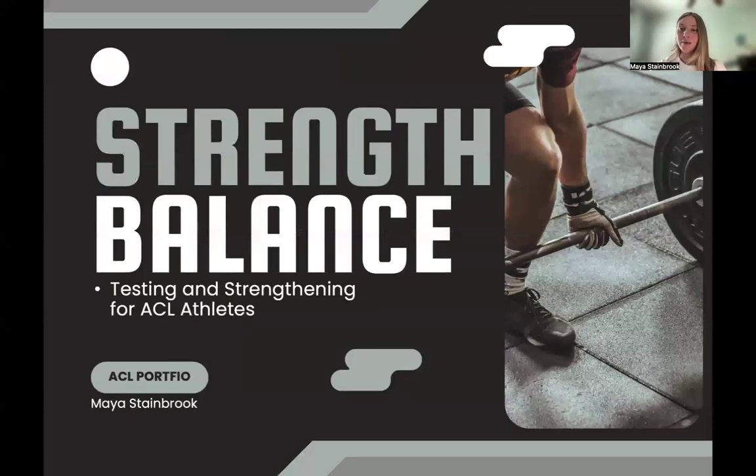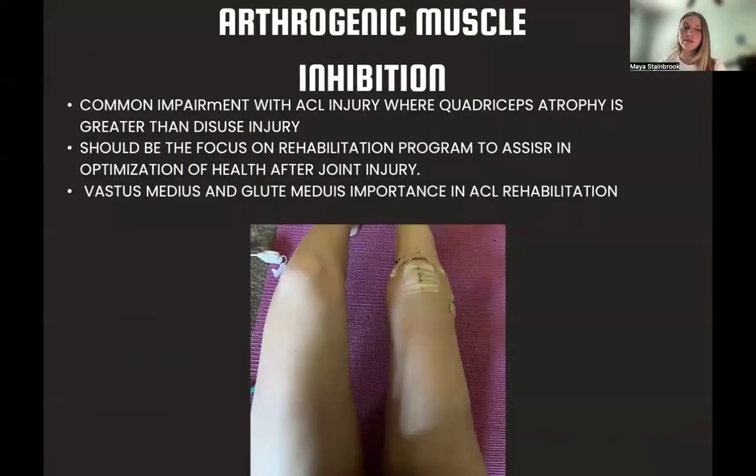Hi, I'm Maya, and today we're going to be talking about quadricep group atrophy following ACL injury. We're going to talk about why it occurs and then also proper strength testing and balance testing, and then exercises to help mitigate that atrophy in ACL athletes. And this is part of my ACL portfolio research project. This is part 3 of a 5 video series.